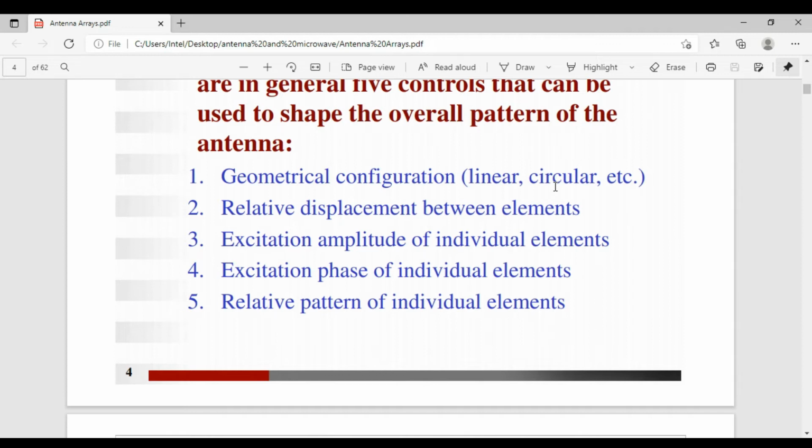Then relative displacement between elements. That is between the two elements, which will be located with equal amplitude and equal phase, or with different excitation amplitude and excitation phase. If all the elements have the same amplitude and same phase, that is a broadside array. If all the antennas have equal amplitude and opposite phase, that is an end fire array.